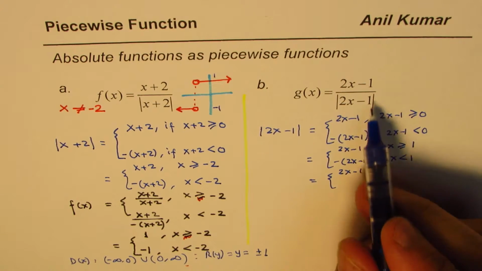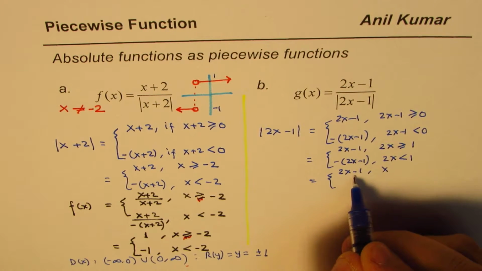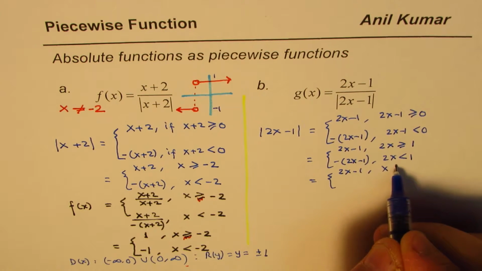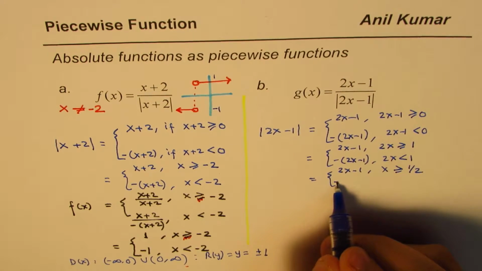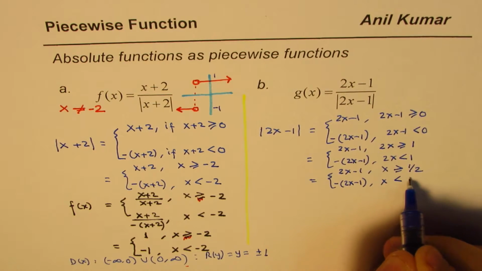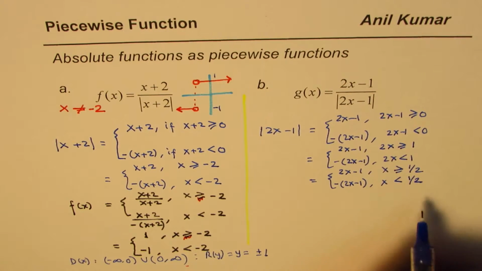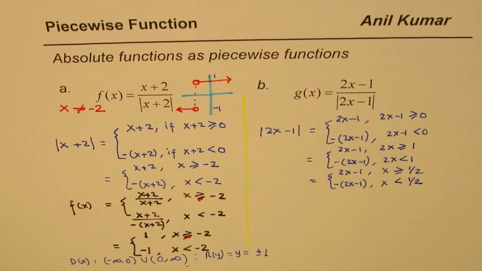You could straight away write this function like this, which is 2x minus 1 if x is greater than or equal to half, dividing by 2, or negative of 2x minus 1 when x is less than half. Perfect. Once you know that, you can substitute this right there.